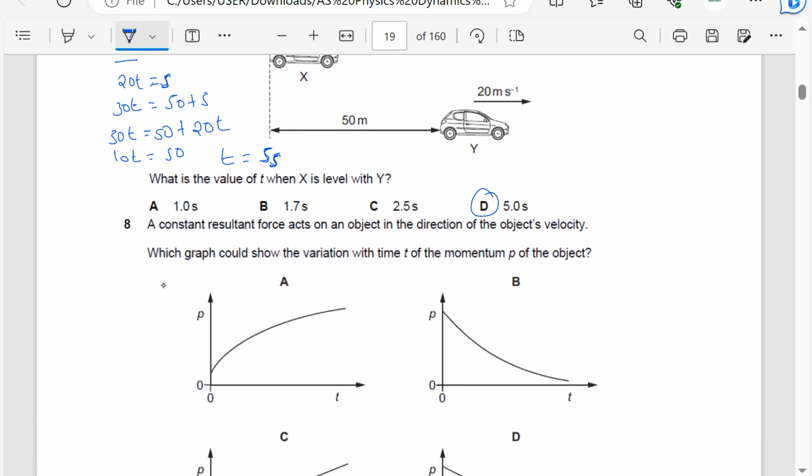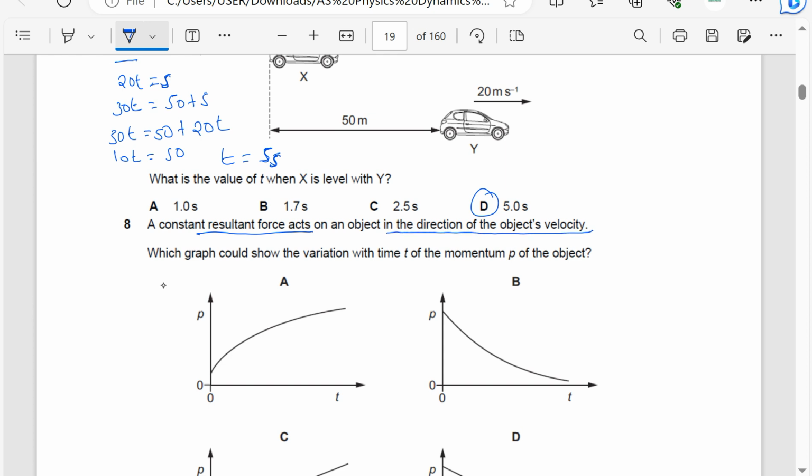A constant resultant force acts on an object in the direction of the object's velocity. Which graph could represent the variation with the time t of the momentum p of the object? It is a constant resultant force. Remember that the constant resultant force acts on an object in the direction of the object's velocity.